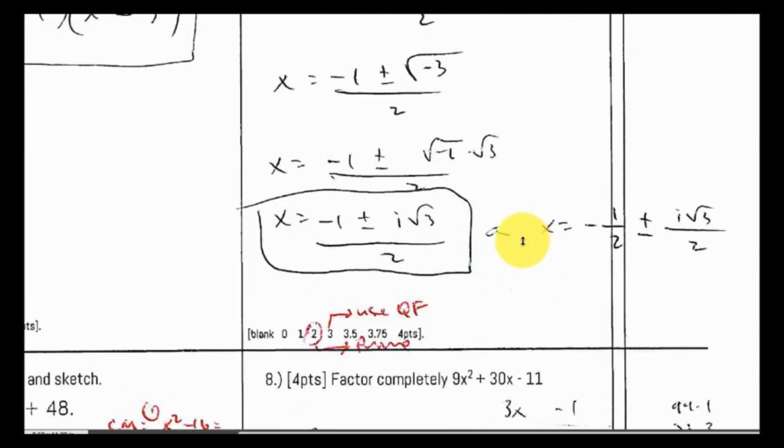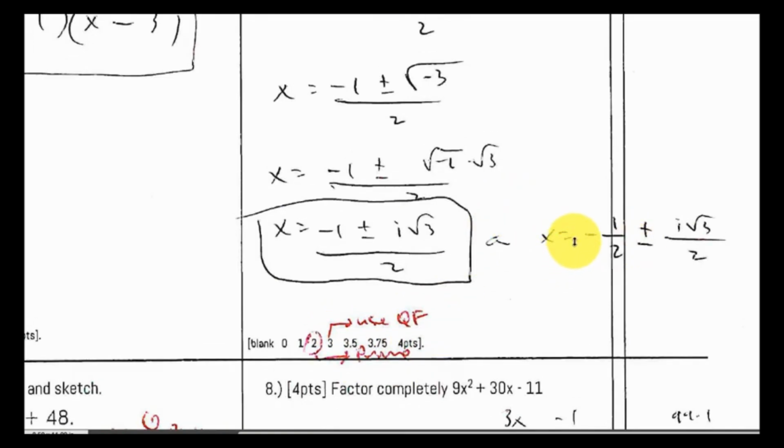So 2 acceptable answers. Negative 1 plus or minus i radical 3 over 2. Or if you separate it, you would get negative 1/2 plus or minus, and then i radical 3 over 2. So if you wrote just prime, I gave you 2 points. If you used the quadratic formula, I gave you 3. If you were super close, I gave you 3.5, 3.75 based off of your answer.